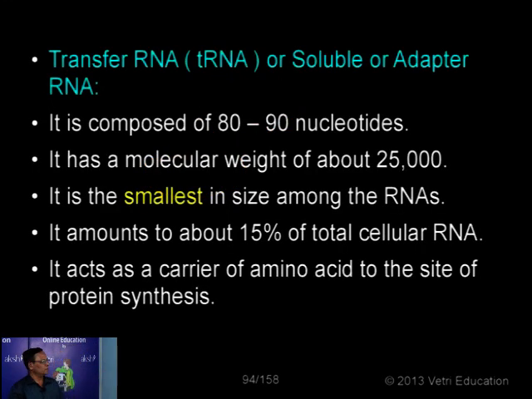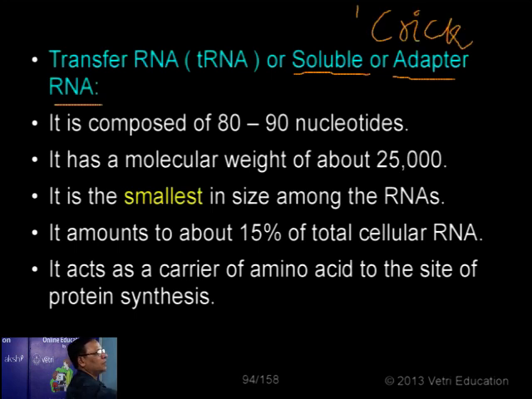Now the next type of RNA, the transfer RNA, also called soluble RNA, also called an adapter molecule. It is considered an adapter molecule, hence the name, as it acts as an adapter for the amino acid to be carried towards the protein synthesis site. The concept was made by Francis Crick. The nature of tRNA as an adapter molecule was first put forth as a postulate by Crick.